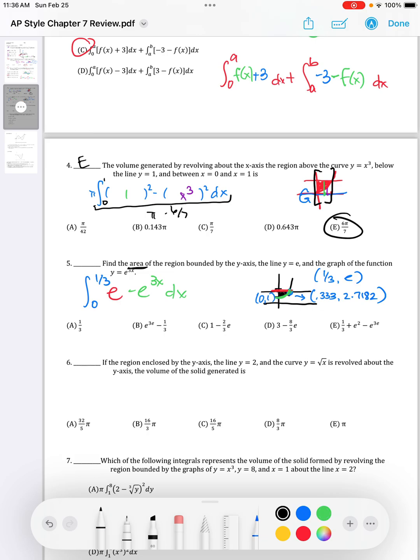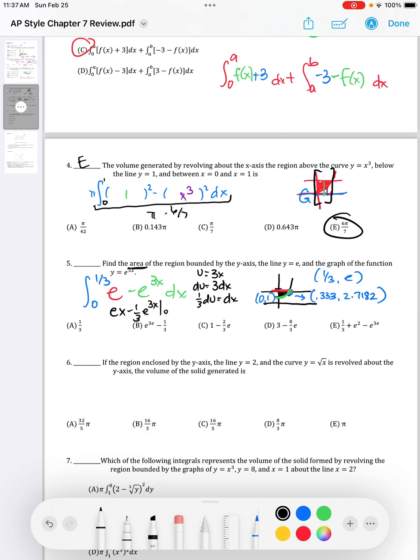So the antiderivative of e is going to be ex, because e is just a constant. So it would be like the antiderivative of 2 would be 2x. Now as I integrate negative e to the 3x, I am going to need u sub. So my u is 3x, du is 3 dx. So 1/3 du equals dx. So that would be filling in that negative 1/3. Integral of e to the u is e to the u, so e to the 3x.